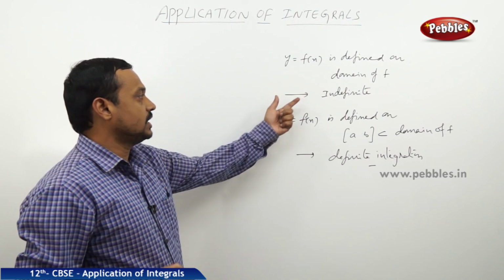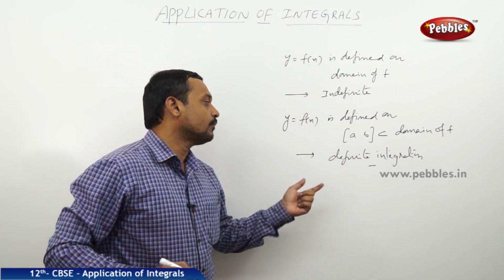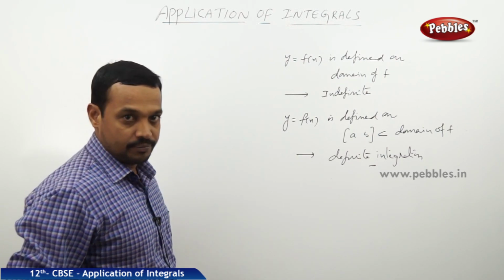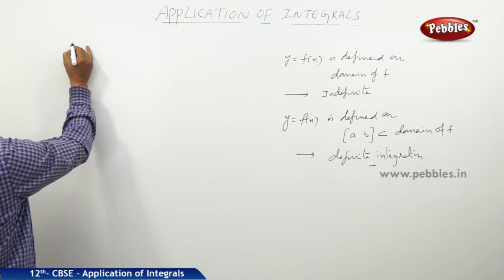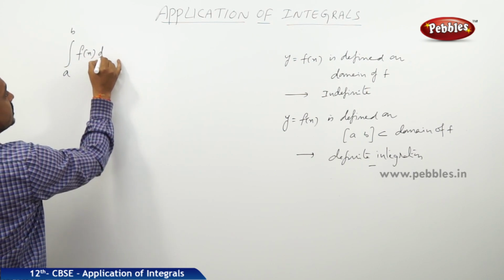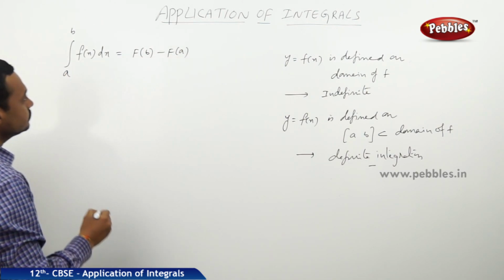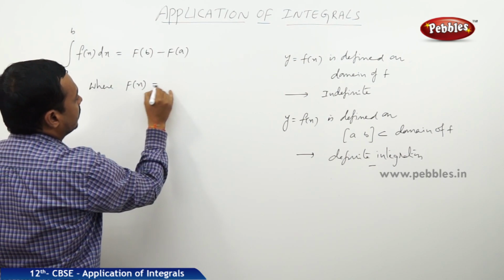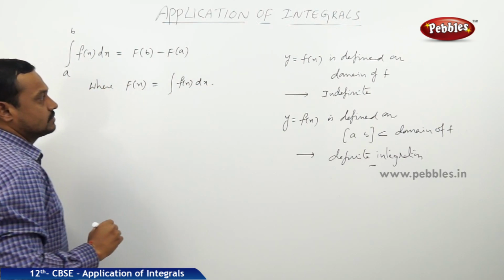Already you studied indefinite integration and definite integration earlier. Now, what is the definite integration? It is defined on the interval a to b, which is a subset of the domain of f. And the definite integration of the function y is equal to f of x is defined as integral a to b f of x dx is equal to F of b minus F of a, where F of x is the integration of the function f of x with dx.